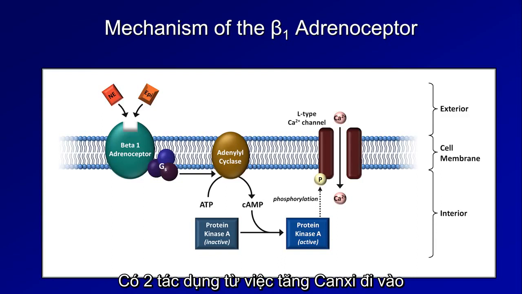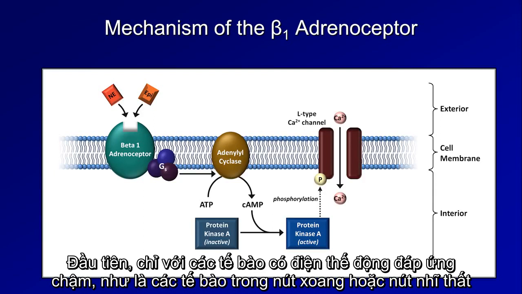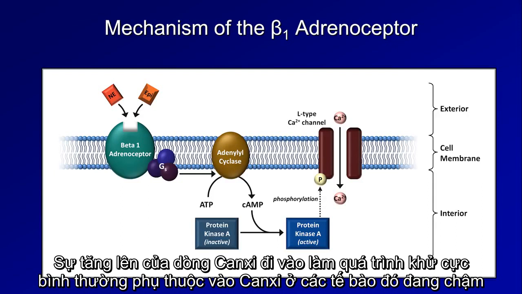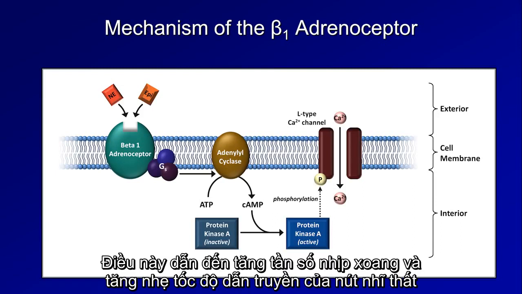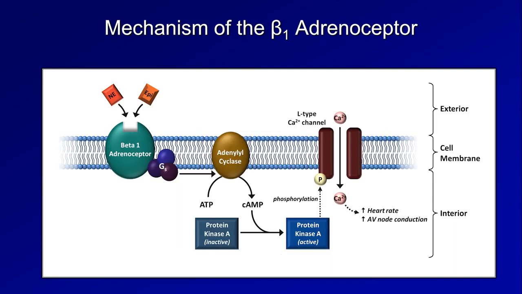There are 2 effects from this increased calcium entry. First, in cells which only experience the slow action potential, such as those in the sinus and AV nodes, the increased calcium current causes the normally slow calcium-dependent depolarization of those cells to be more rapid. This results in an increase in the sinus rate and a modest increase in the AV nodal conduction velocity.